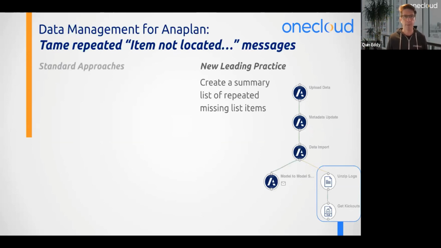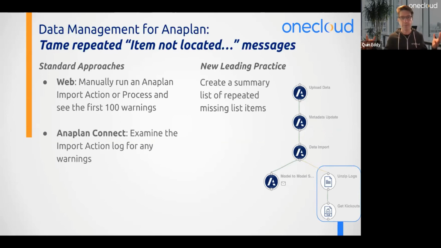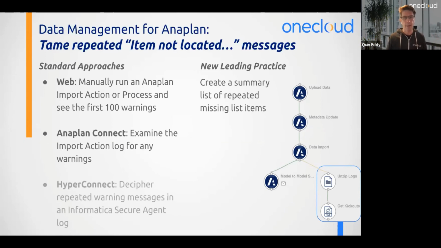That's what we can do very easily inside OneCloud using that advanced query approach, which I'll demonstrate here shortly. Standard approaches out there are, again, manually run, and you can see the first 100 warnings. In Anaplan Connect, you get this big log file that you've got to then read through and parse. And then, of course, Hyperconnect will also provide those item not located messages, but you've got to decipher those warnings. And oftentimes those logs are sitting out on that secure agent on some remote system, so that can be a little barrier to entry as well.